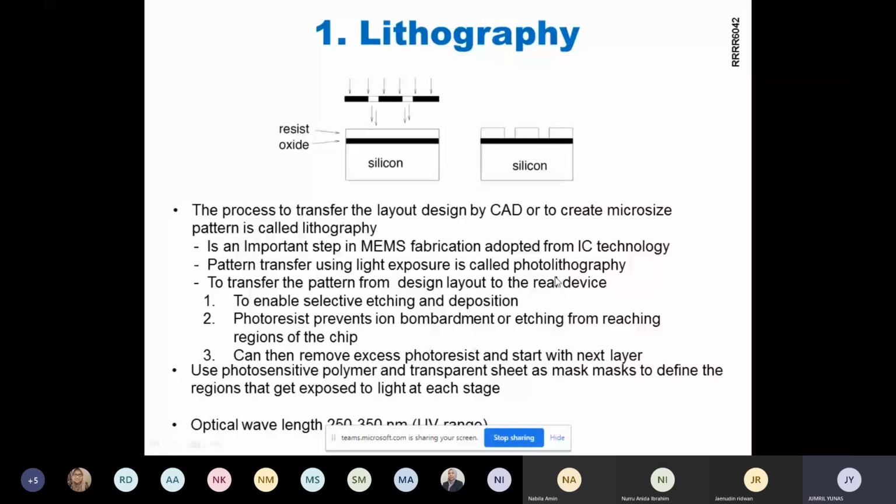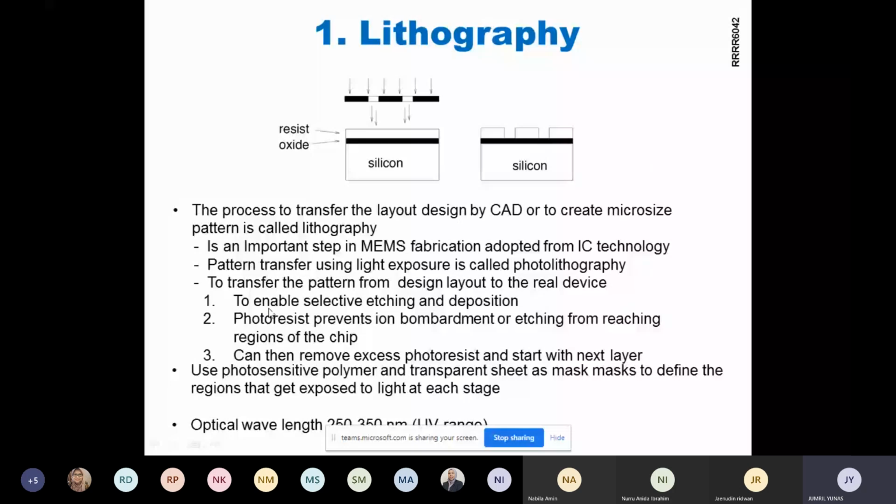We can see our layout can be printed out on a transparency mask. So we have here the mask in cross-section view. There is a dark area and a transparent area. The transparent, white area will allow the light to go through to the photoresist. And then we develop the photoresist. We have the structure.